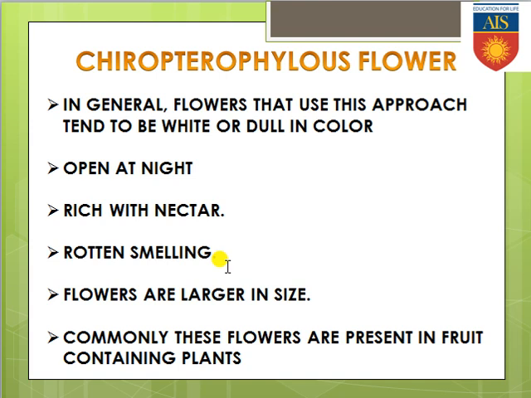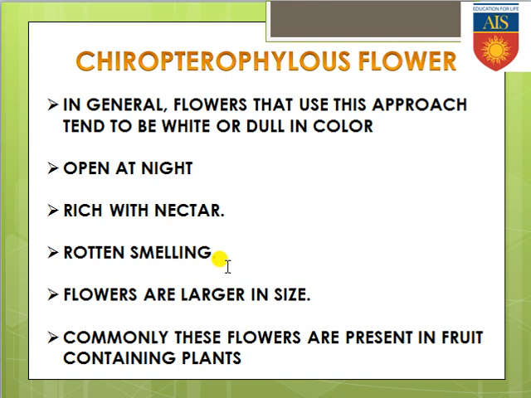Already I have told you, these are the flowers which get pollinated with the help of Cheiroptera, that means bats. So obviously this kind of flower is called a Cheiropterophilous flower, and this kind of pollination is known as Cheiropterophily. In general, keep in mind that flowers that use this kind of approach tend to be white or dull in color, because these Cheiropterophilous flowers mostly blossom during the night time, and obviously their color is not attracting the bat. So if they are white or dull in color, there is no problem.